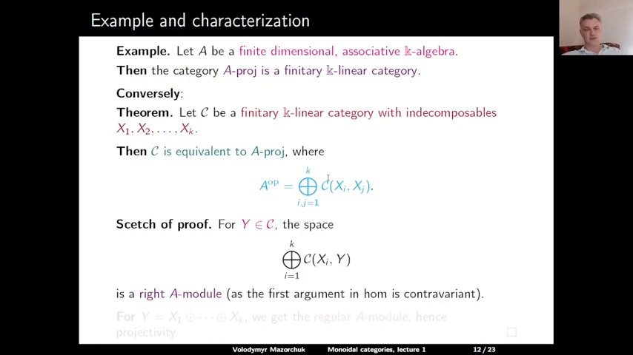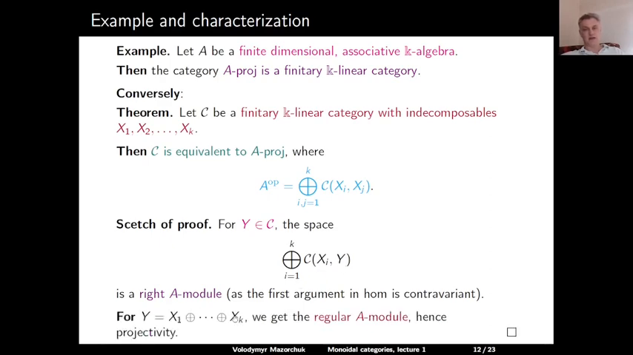So here is a sketch of the proof. If we have an object y in C, then the direct sum of all Hom spaces from all xi's to y has the natural structure of a right A module. This is because this xi is at the contravariant place of Hom. And so the structure is just given by composition.